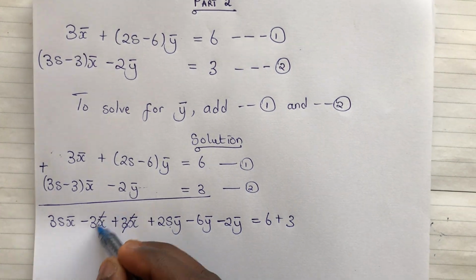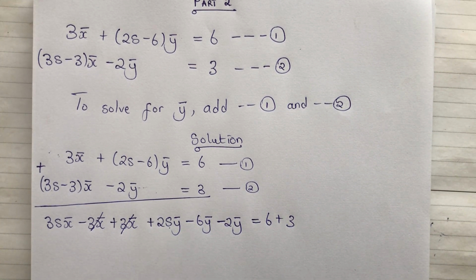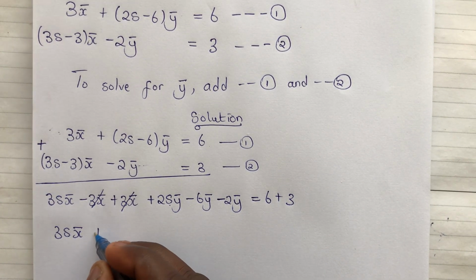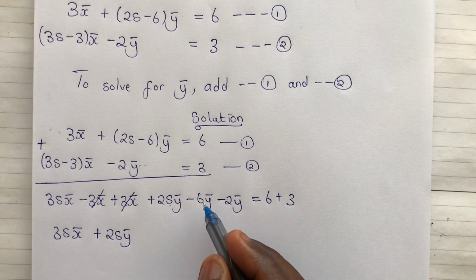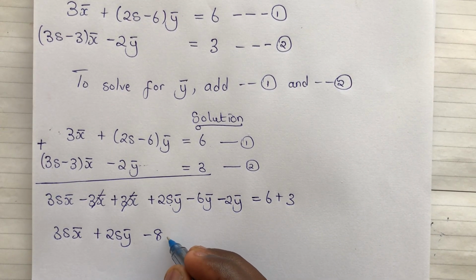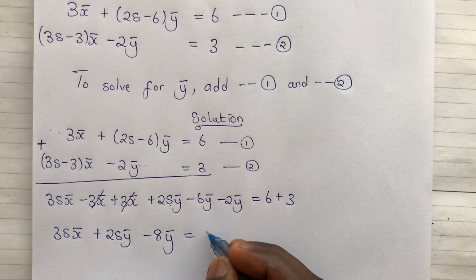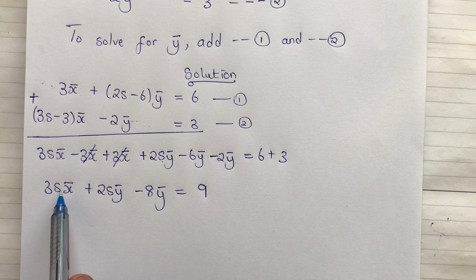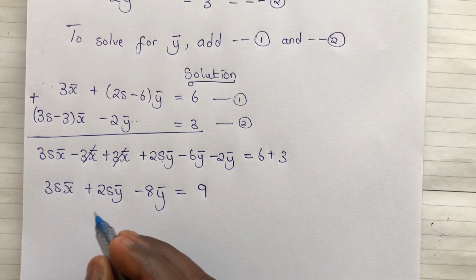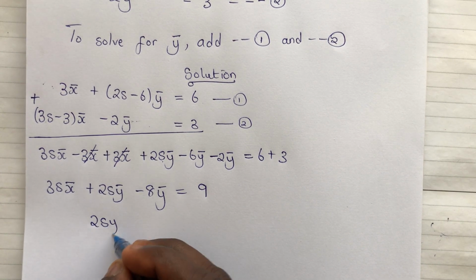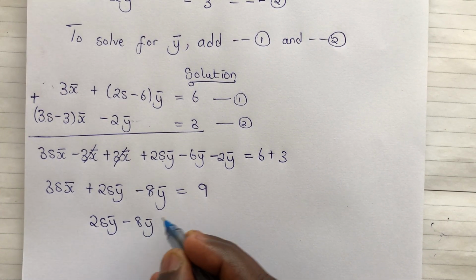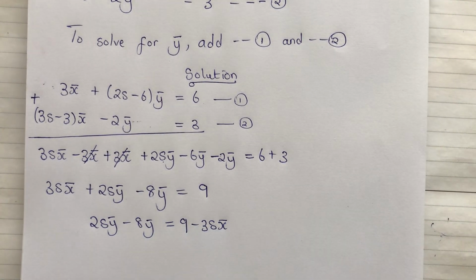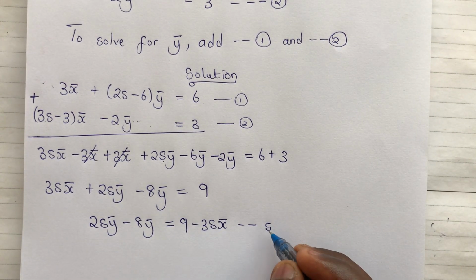Now this one can cancel this to eliminate the x bar. So now the equation becomes 3s x bar plus 2sy bar. This and this will give us minus 8y bar, giving us 9. Now I am interested in y bar, so I'll carry 3s x bar to the right side. So this is giving me 2sy bar minus 8y bar equal to 9 minus 3s x bar. Now let's label this equation 5.